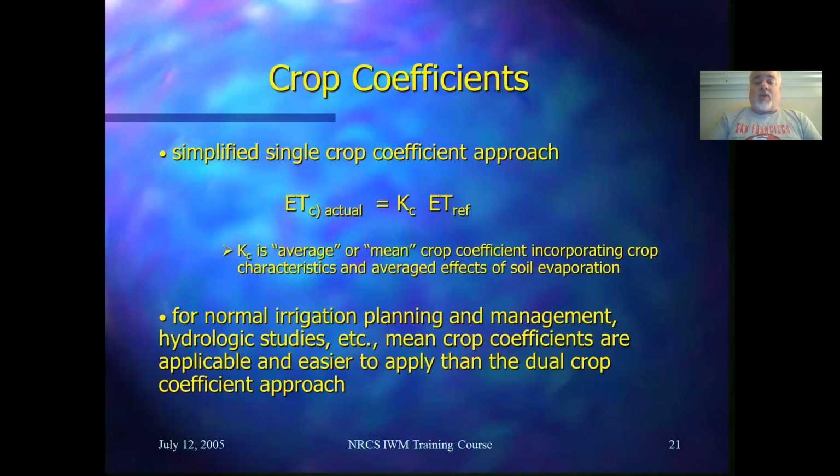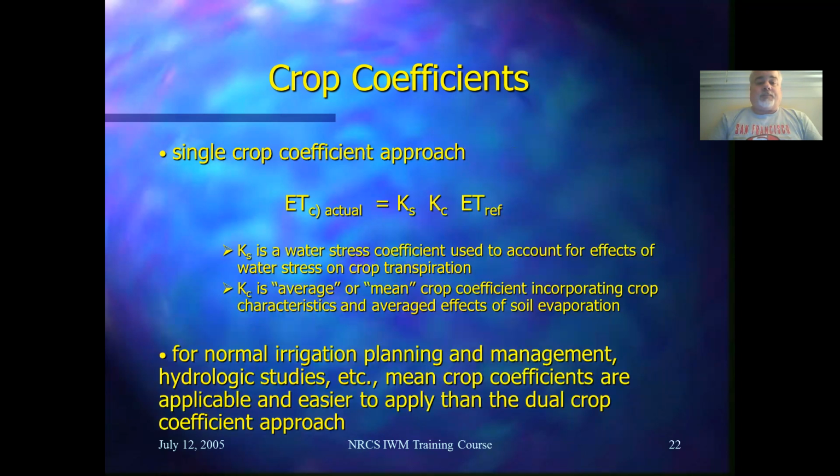There are a lot of crop coefficient charts, etc. For normal irrigation planning and management, hydraulic studies, etc., the mean crop coefficients are applicable and easier to apply than the dual crop coefficient approach. And with the dual crop coefficient approach, you're looking at a coefficient for your crop plus the stress. You can use two or you can use just one.